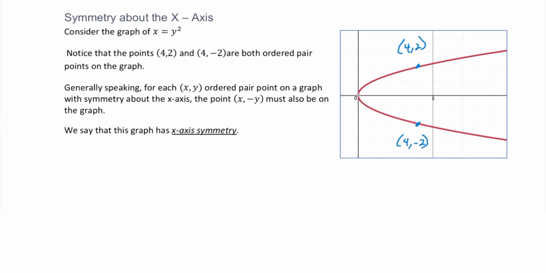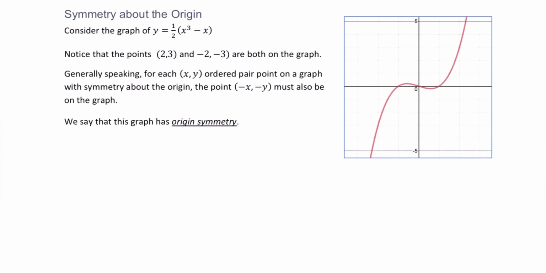And this is going to be true for any (x, y) value. If we have (x, y), this is just a generic value, then if we have symmetry about the x-axis, then (x, -y) must also be present.